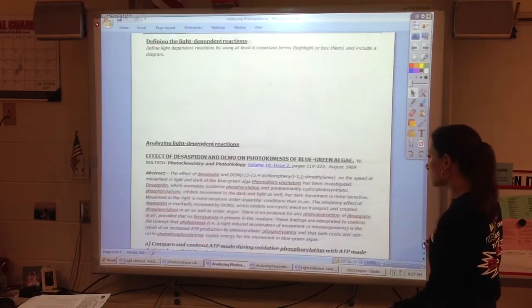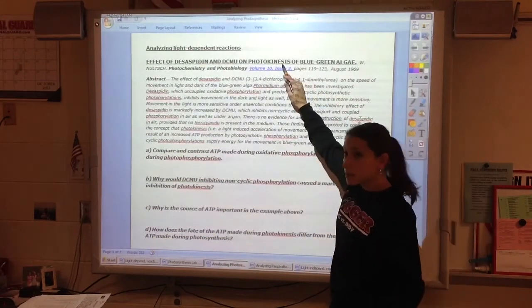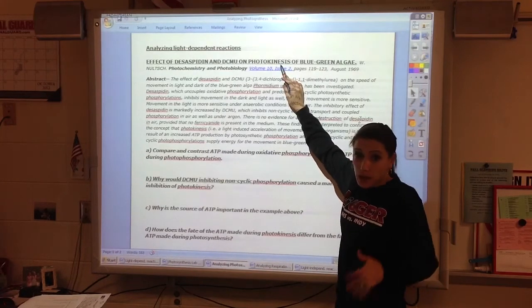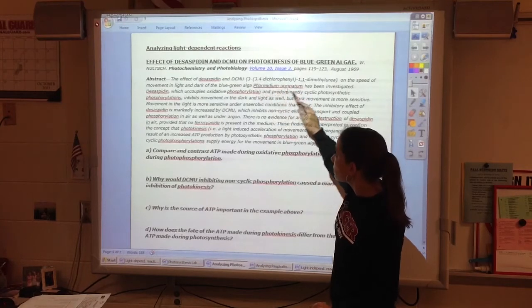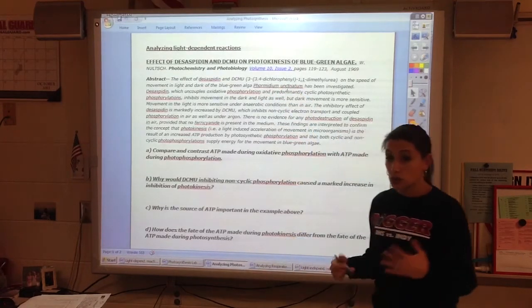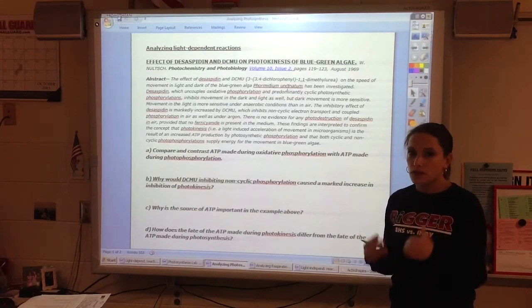What we have next is a primary source article that is about photokinesis and movement towards or away from light. And this is a behavior, and we actually see it in this organism, this algae. And so we're looking at how this algae actually uses ATP for its movement. And what is the source of that ATP?